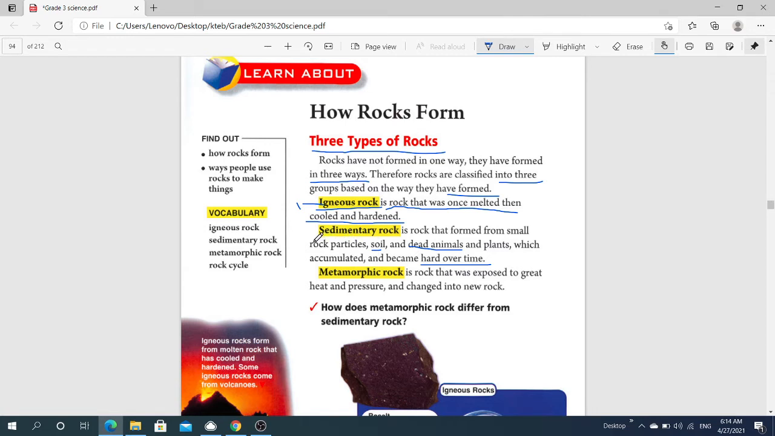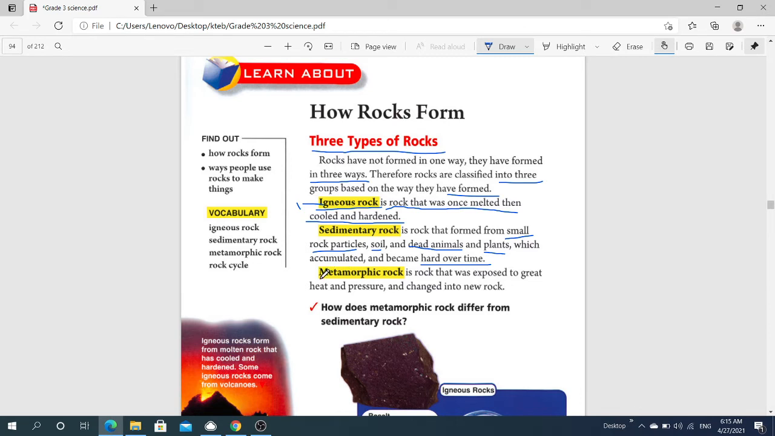What is the sedimentary rock? It is a rock that formed from small rock particles, like soil and dead animals and plants, which accumulated and become hard over time.